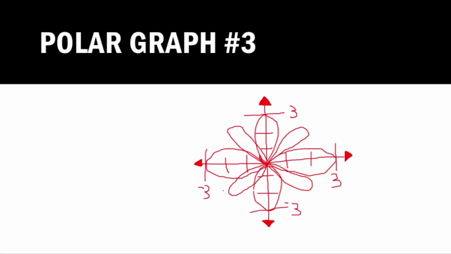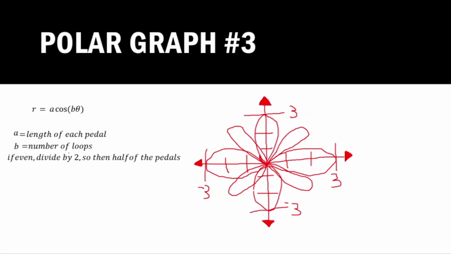Again, let's do the next one. We have polar graph number 3, which will be extending out to 3 units, which is r equals a cosine b. In this case, it was similar to the first one where we have 4 petals, so it will be divided by 2, and the petal length in this one is 3. So a equals the length of each petal, which is 3 units. b equals the number of loops, which is 8. So if it's even, you'd be dividing it by 2. So 8 divided by 2 gives me a 4.